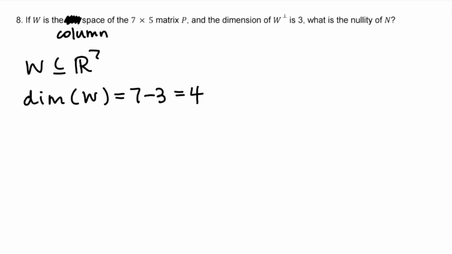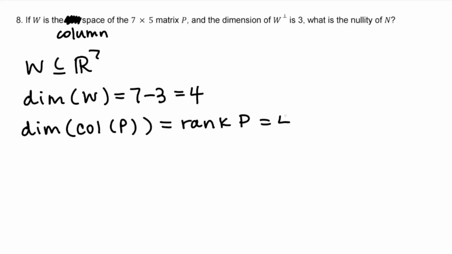And that would be, okay, so that means that the rank of P is 4, because W is the column space, the dimension of the column space. That's equal to the rank of P, which is now equal to 4. And we know that the nullity of P is going to be equal to the number of columns of P minus the rank of P, which is going to be 1.